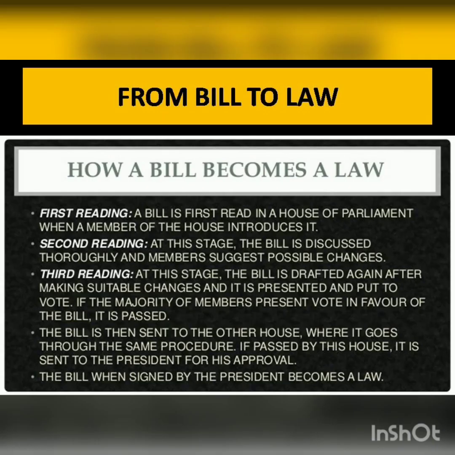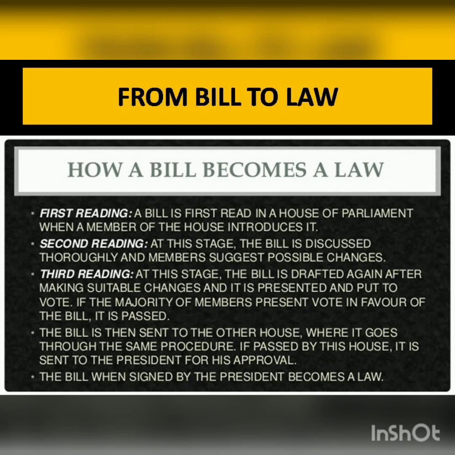Now let's understand the process from bill to law. There are certain stages that a bill has to pass through before it becomes a law. At the first stage, in first reading, the person who introduces the bill delivers a speech to explain the purpose and importance of the bill. Then, copies of the bill are distributed among all the members. At the second stage, in second reading, the bill is discussed in detail and members suggest possible changes.